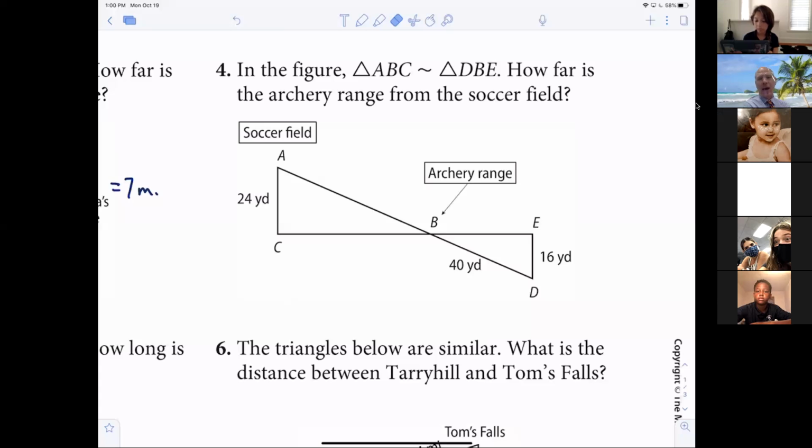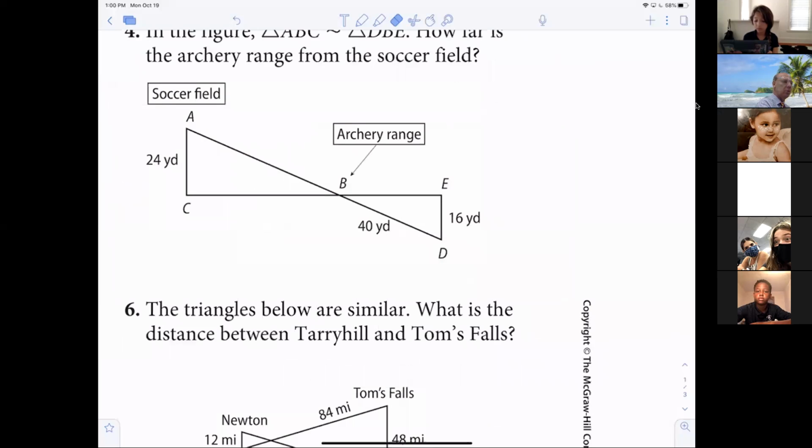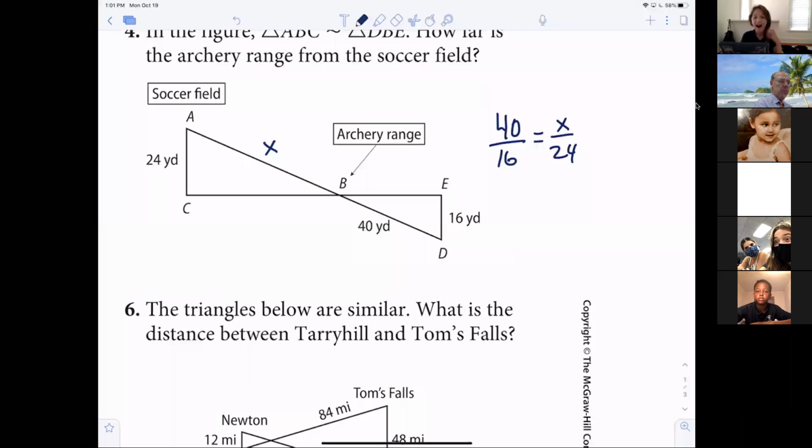Now, let's hear Allie. Set up the proportion. I don't know if I got this one, but I got 40 over 16, and 16 is equal to x over 24. That's pretty impressive, girl. Good job. Now, tell me the answer. The answer would be x equals 60 yards. Anybody else get that? I got that. 60 yards. Very, very good.